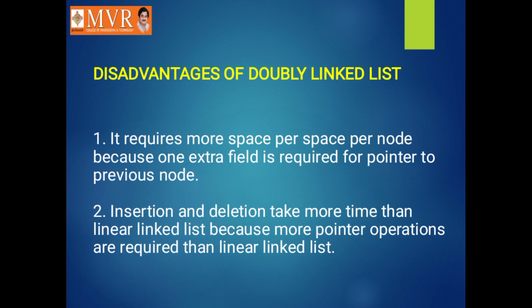Disadvantages of double linked list. It requires more space. In a single linked list we store the data part and one link part only, but in a double linked list we are storing the data part, the left link and the right link, so a little bit more memory is required than a single linked list.